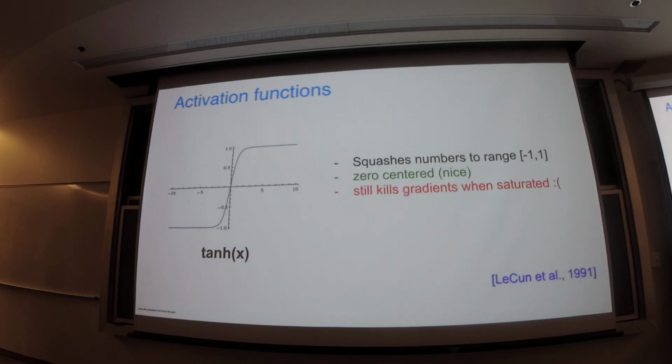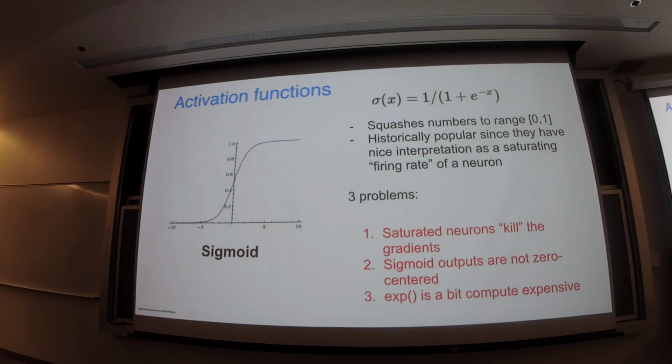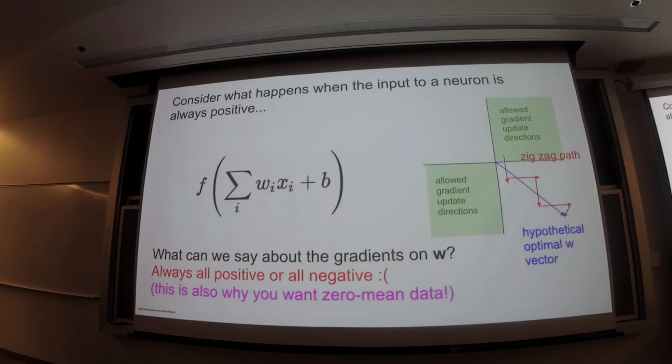Yeah. Move back. Yes. This? Say that again. Why are the gradients all positive or all negative?